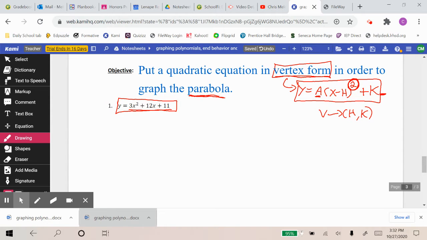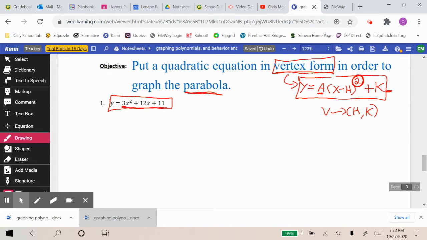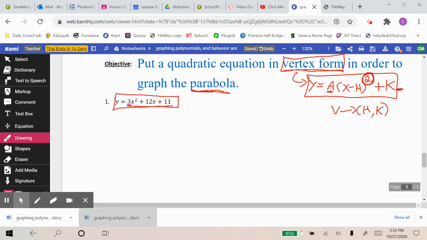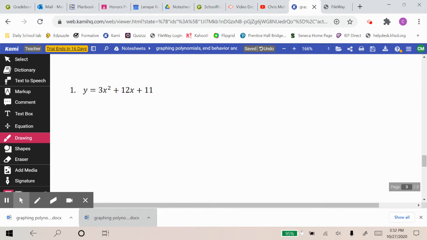And in order to do that, you can only complete the square if the leading coefficient for the x squared is 1. Now, if you look, the leading coefficient for this is not 1. I'll even zoom in here. And there we go.